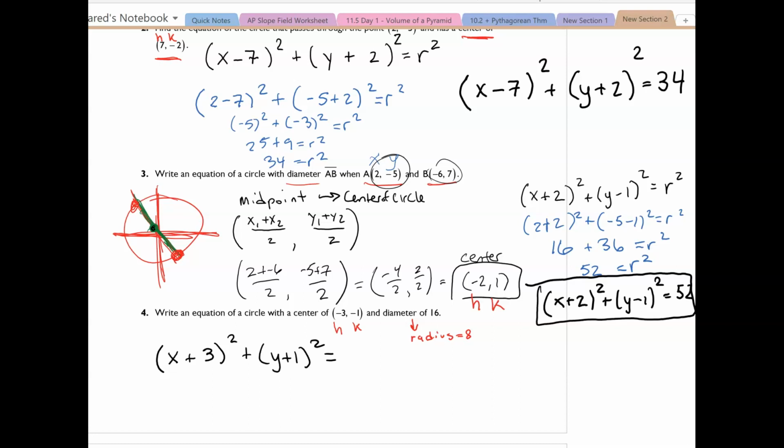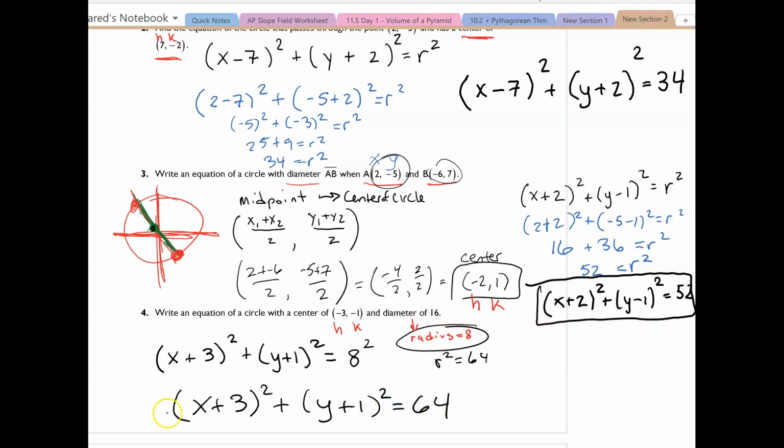Alrighty. As you can see, I got it started. X plus 3 quantity squared, because our h is a -3, minus -3, plus y minus -1, y plus 1 squared equals. In this case, we're not given the radius, but we're given the diameter. And what do we know about the radius? It's half of the diameter. So we're going to do r squared. In this case, we're actually plugging in a number for r, not for the whole r squared thing. If our radius is 8, r squared is going to be 64. So our final answer for number 4 should look like this.